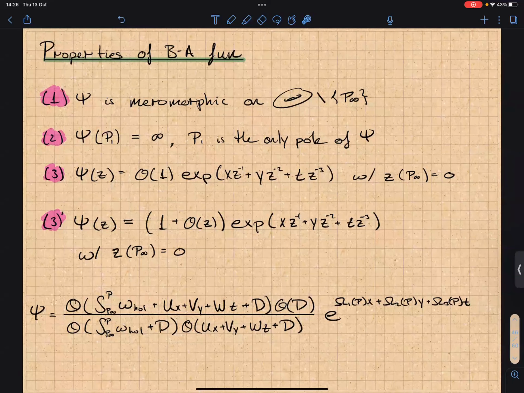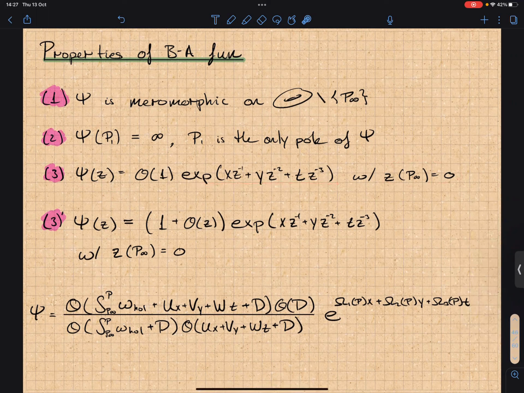And the Baker-Akhiezer function actually has some very specific properties we can show. First, aside from the essential singularity at P infinity, this Baker-Akhiezer function is going to be meromorphic on the torus. So the only essential singularity is infinity. And if we evaluate the Baker-Akhiezer function at P1, then P1 is going to be the only pole of our Baker-Akhiezer function. And lastly, we have the asymptotic behavior of the Baker-Akhiezer function near the essential singularity is going to be of this type.